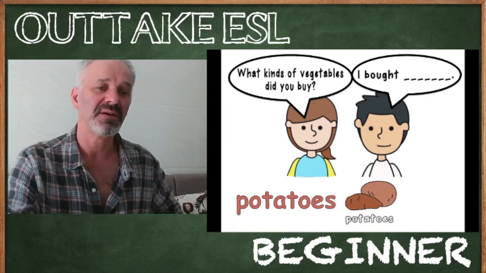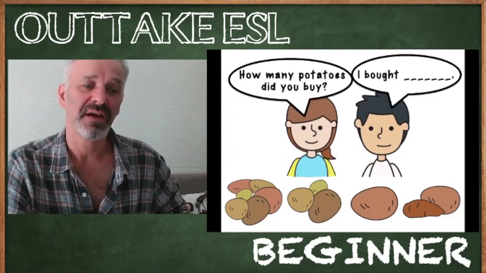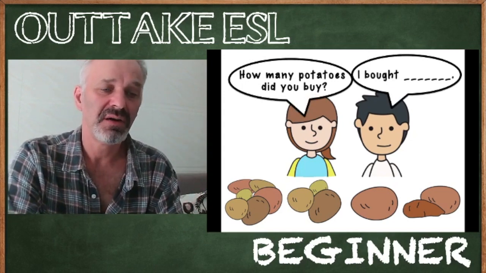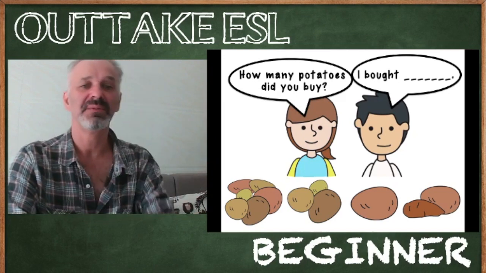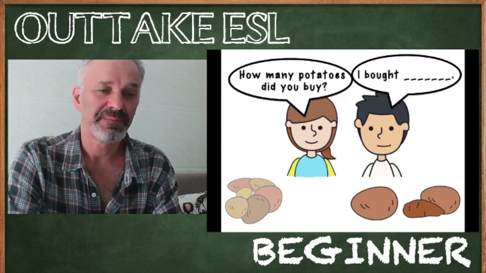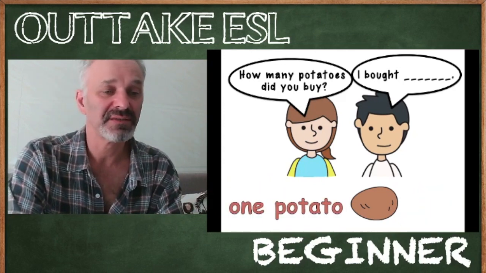So paper, scissors, stone. Moving on in the conversation, how many potatoes did you buy? I bought, let's see here, 1, 2, 3, 4, 5, 6. How many did you buy? I bought 5 potatoes. How many did you buy? I bought 3 potatoes. I bought 1 potato. Paper, scissors, stone. Nobody gets to do it.